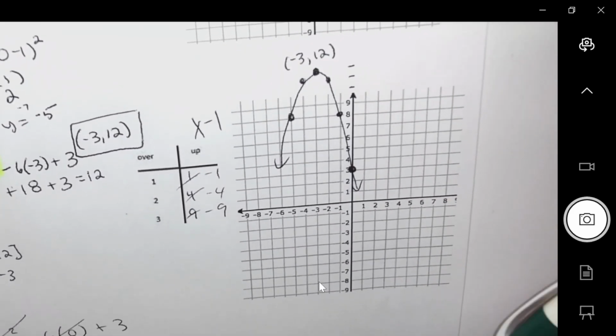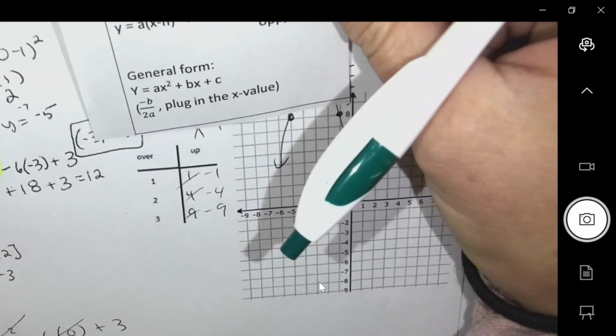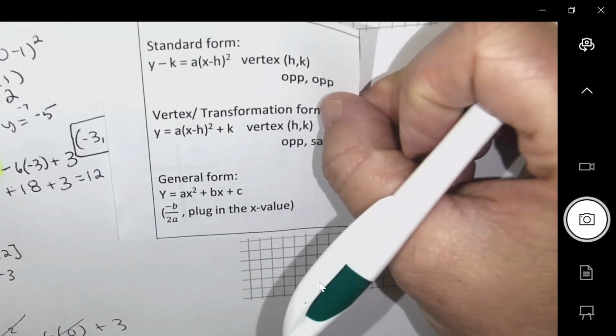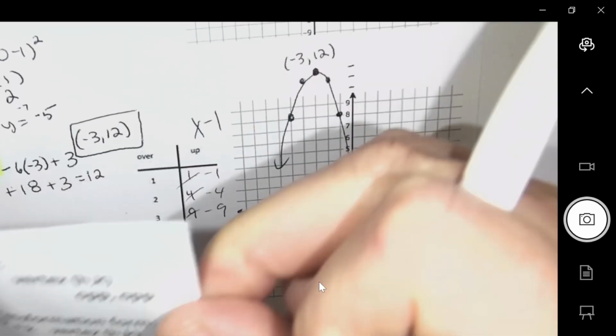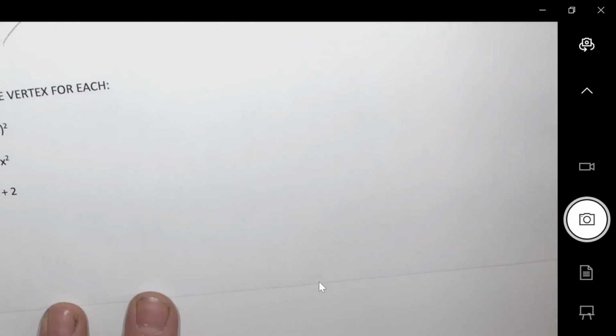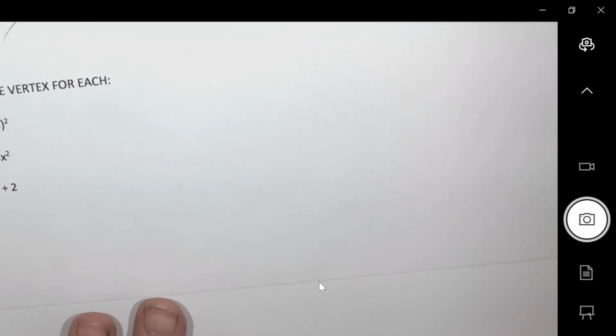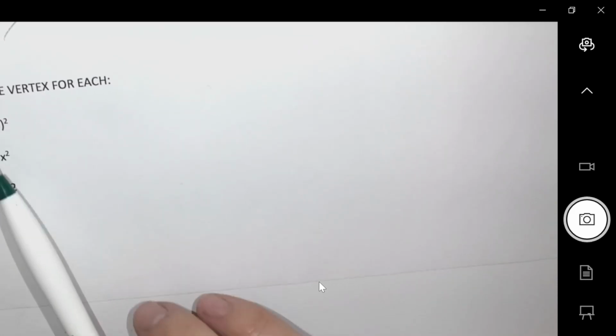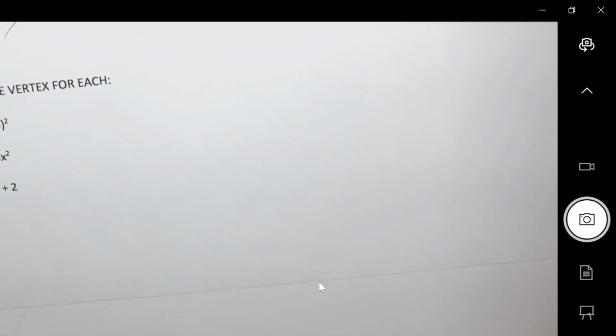Okay, so those are the 3 forms of the quadratic equation that you're going to have to understand. So that's your recap of them. At the bottom, I put some examples that might be tricky and confusing. Okay, so these 3, I just want you to get the vertex.